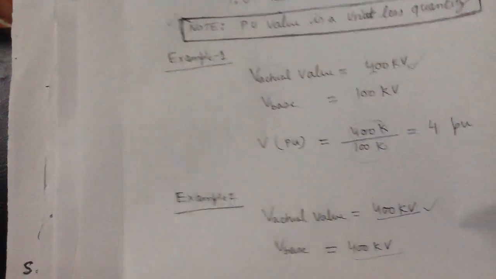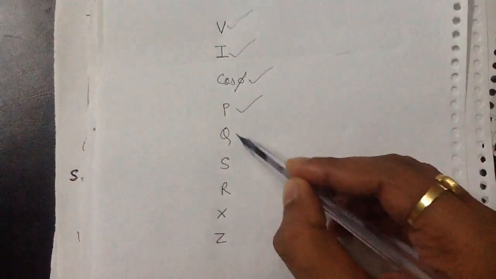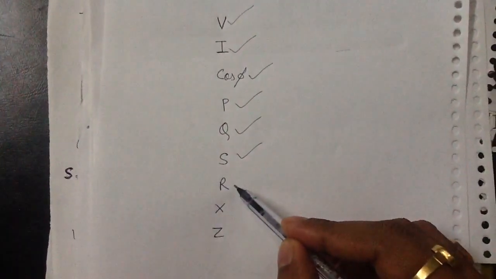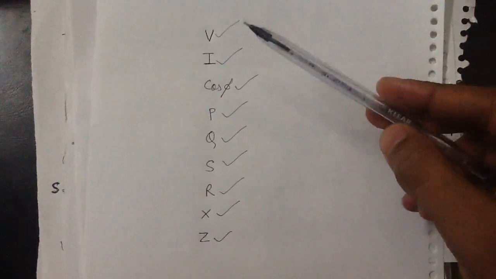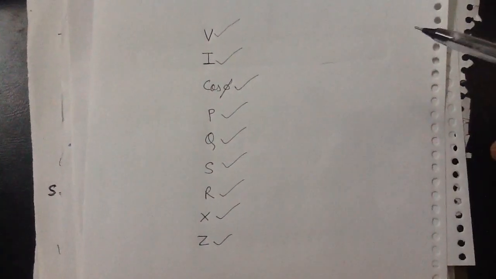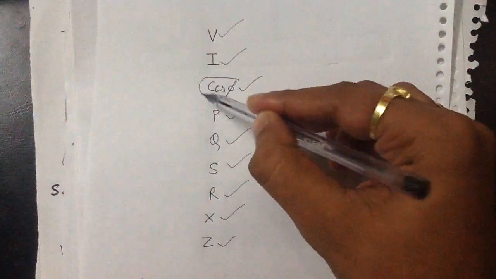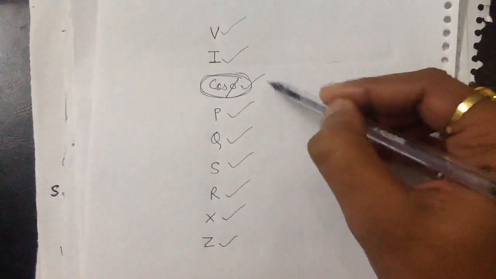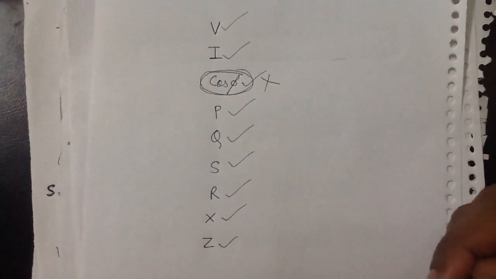Now see, in electrical engineering you will encounter voltage, current, the power factor, real power, reactive power, apparent power, resistance, reactance and impedance. Out of these quantities, power factor cannot be represented in per unit, but all the other values can be represented in per unit.